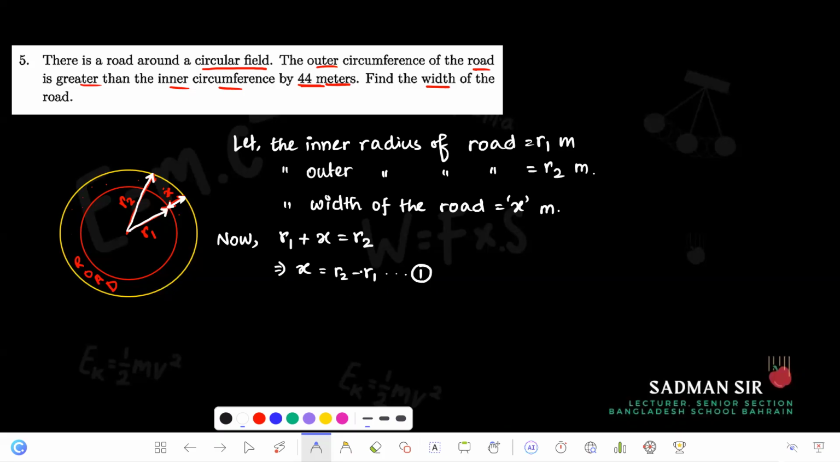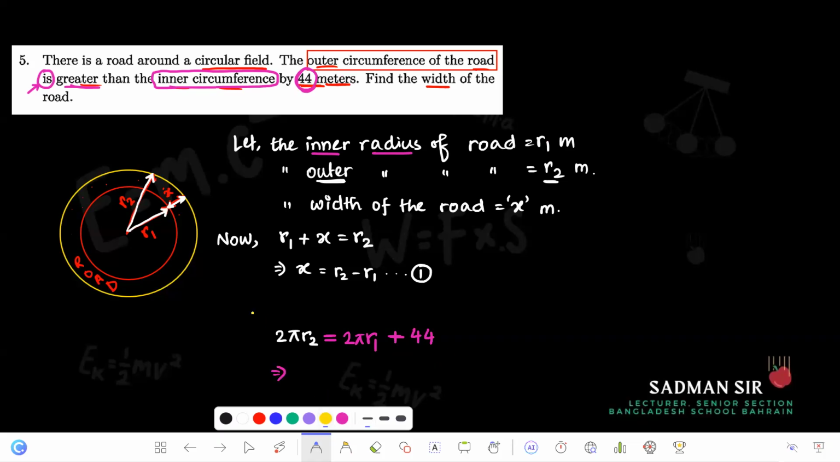Now to find the values, they gave us information: the outer circumference of the road. Please take a look at the question very carefully. Outer circumference of the road. As soon as you read this, what will you write? We know the formula for circumference is 2πr. Since it says outer circumference, we must take the outer radius. So 2πr2. And then the question says the outer circumference is, as soon as you read is, put an equal sign. Greater means plus. Then the inner circumference, as soon as you read inner circumference, you have to write 2πr1. Why R1? Because the inner circumference has to be measured with the inner radius, right? Okay. And how much bigger than this? By 44 meter. So this will be 44 meter.